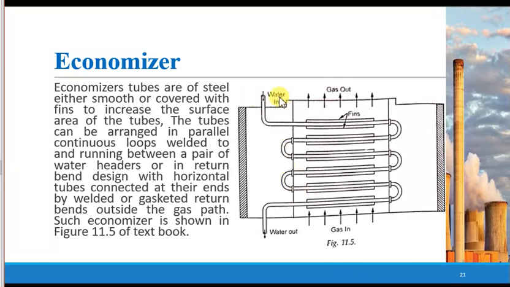The economizer is actually a heater, so water comes in from this side and goes out from here, and you can see the pins here. These are actually to increase the surface of the pipe or the tubes to take more heat from the flue gases. So these pins are constructed here.